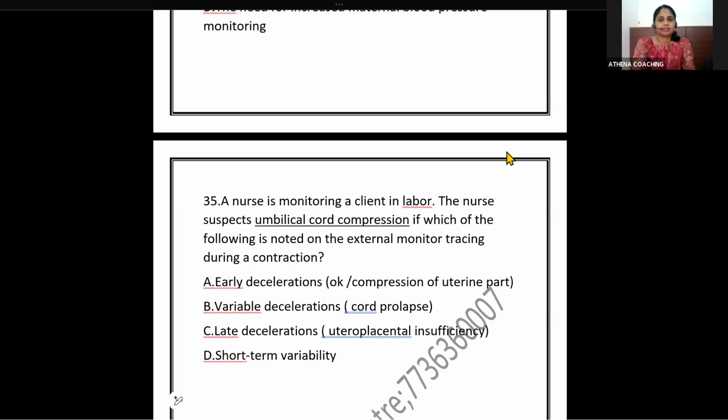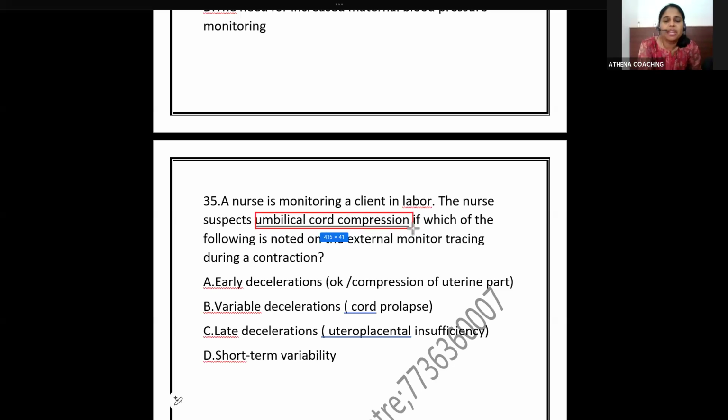Okay, look at the next question. The nurse is monitoring a client in labor and the nurse suspects umbilical cord compression. Which of the following is noted on an external monitor tracing during contraction? So what is the condition here? Umbilical cord compression. Please write down umbilical cord compression.